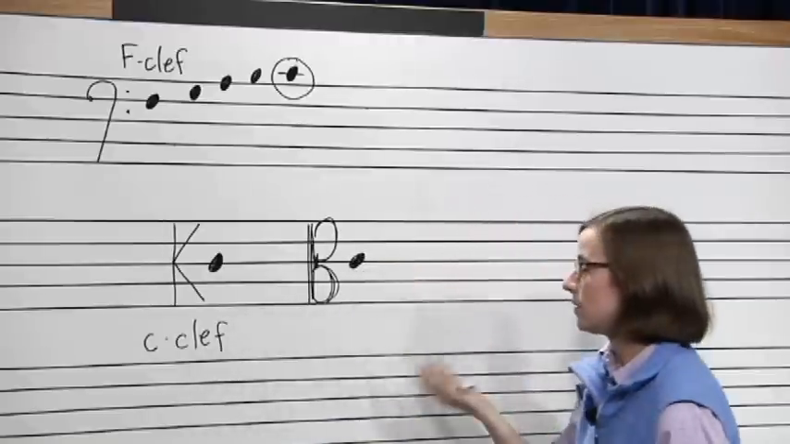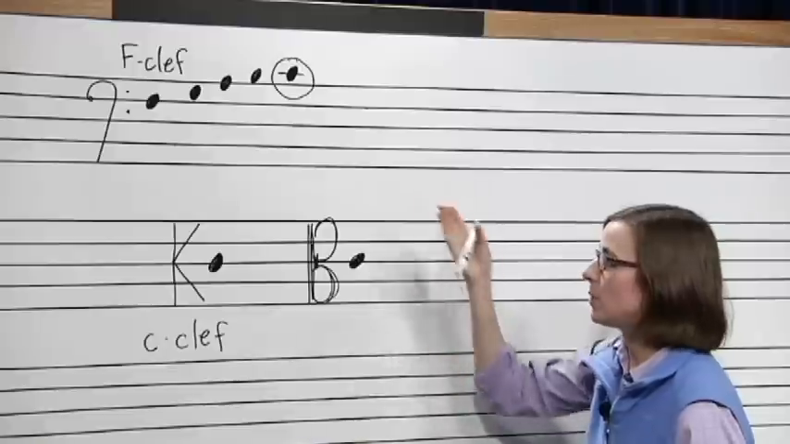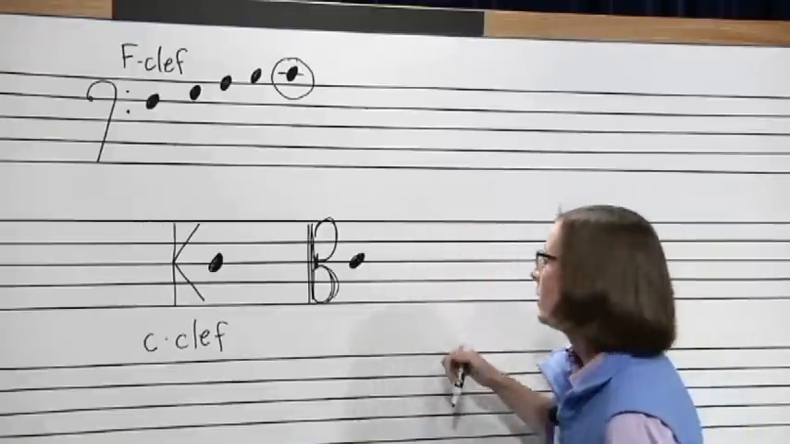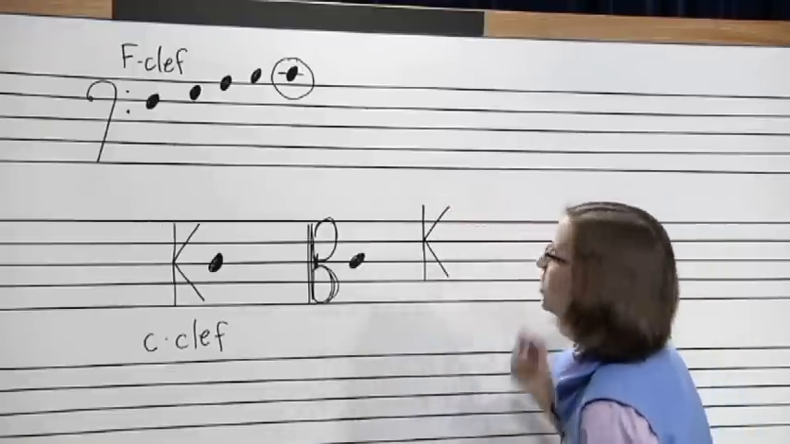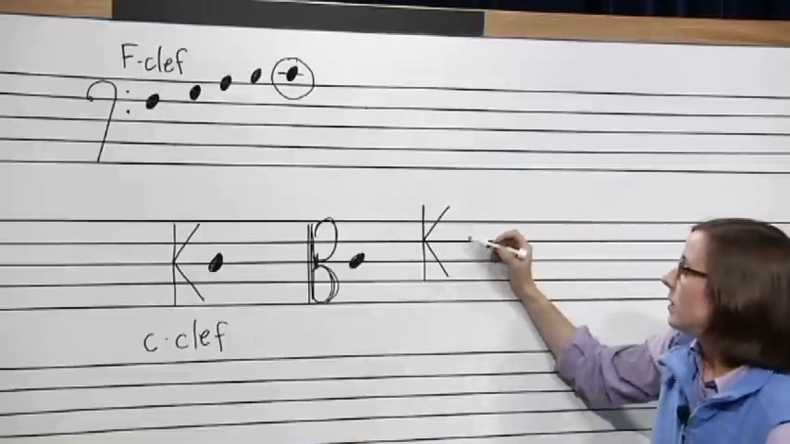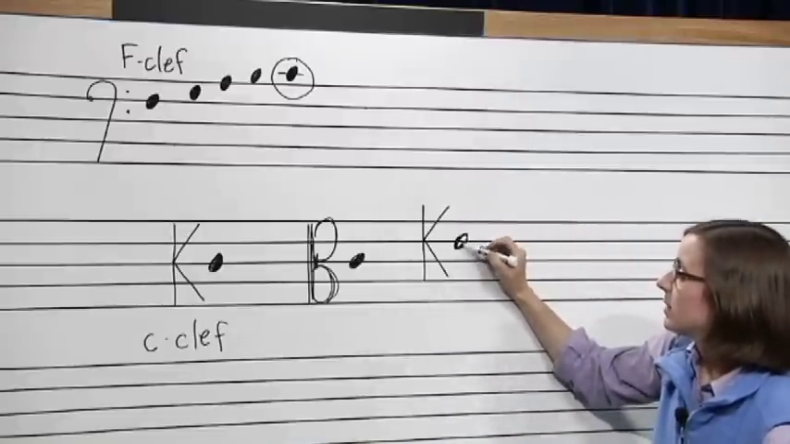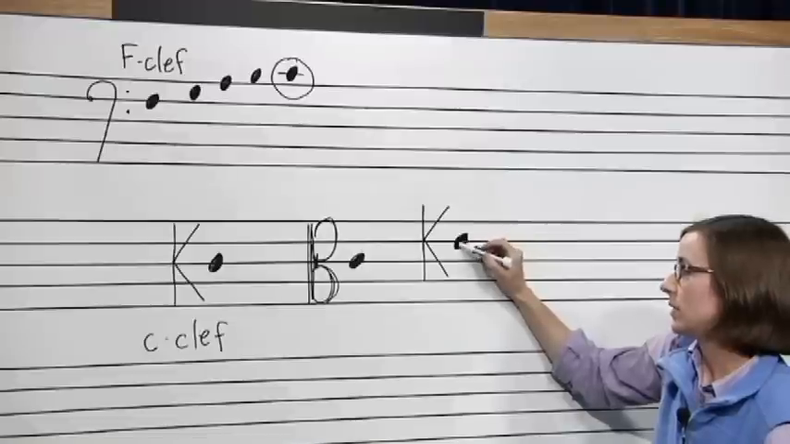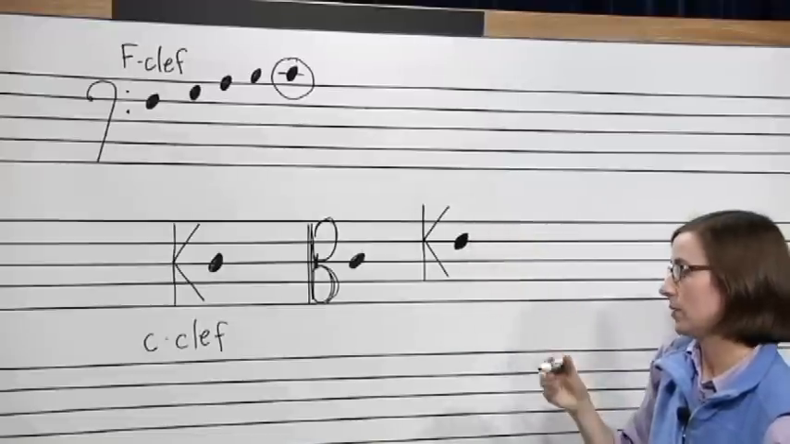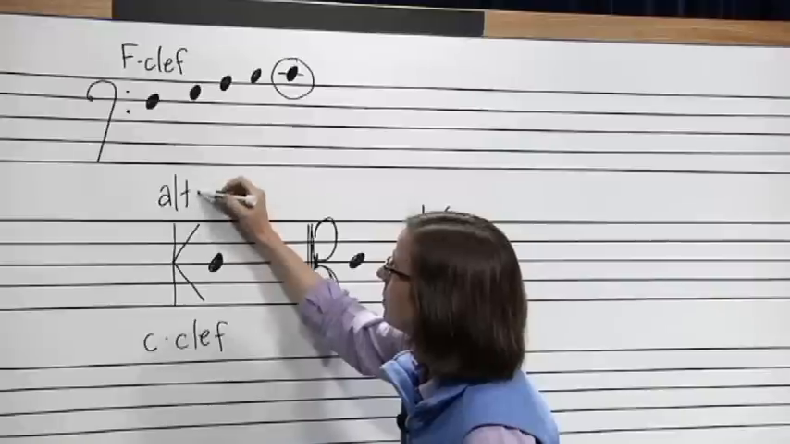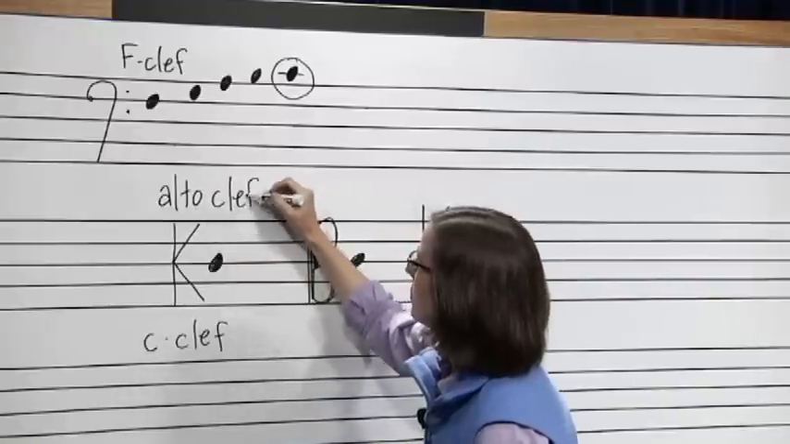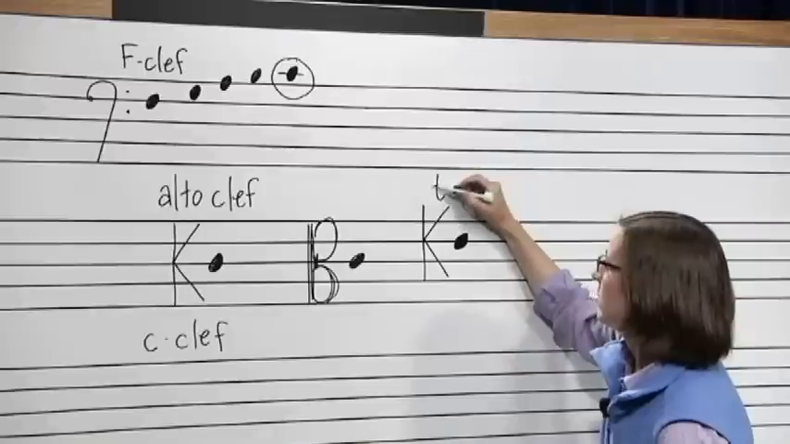Now, the thing about this C clef is that it appears in different places on the staff. So sometimes you'll also see it up here, and that's why I said there were two kinds. So if it's here, then that means that now this is C, middle C. It's going to move around. Okay, so if it's here, we're going to call it alto clef. And then this one is called tenor clef.